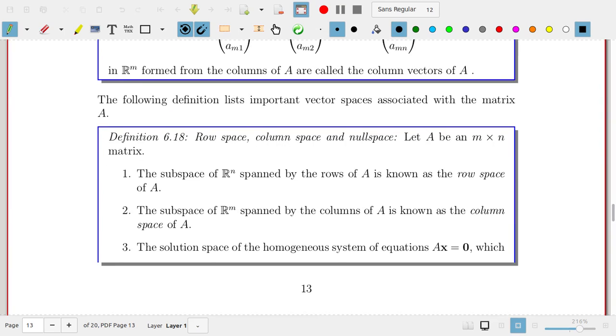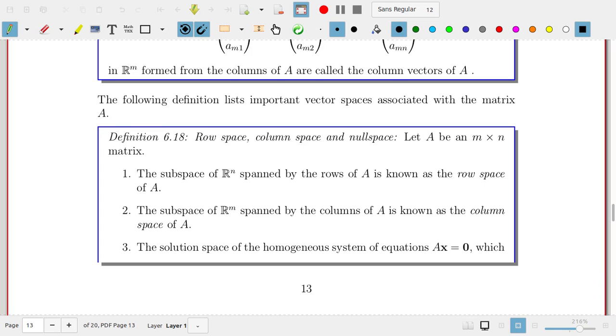If you take the row vectors of an m by n matrix and you find the span of those row vectors, then the subspace of Rn that you get is known as the row space of A. And if you take the column vectors of A in Rm and find the span of those column vectors, the subspace of Rm that you get is called the column space of A.